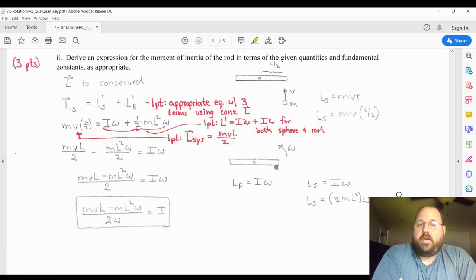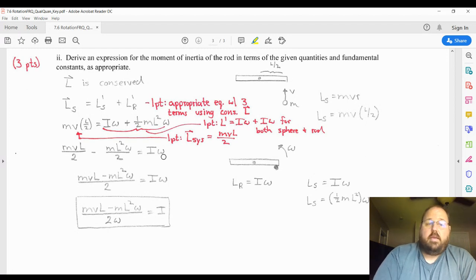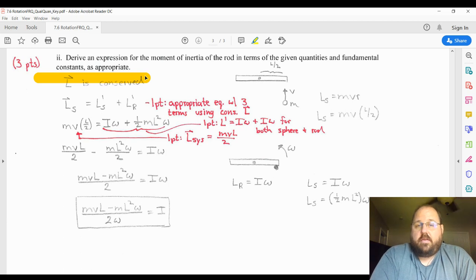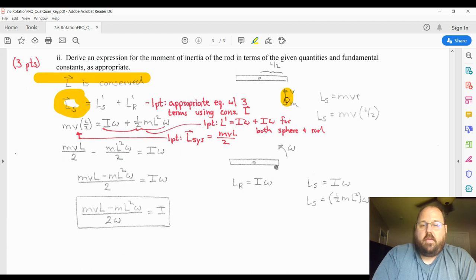Double I is: derive an expression for the moment of inertia of the rod in terms of the given quantities or fundamental constants. So first of all, we have to recognize that angular momentum is conserved. That's our starting point here. So the momentum of just our little clay spheres before the collision, so that's right there, is equal to the combined momentums after the collision. So that would be the sphere after it sticks to the rod plus the angular momentum of the rod.